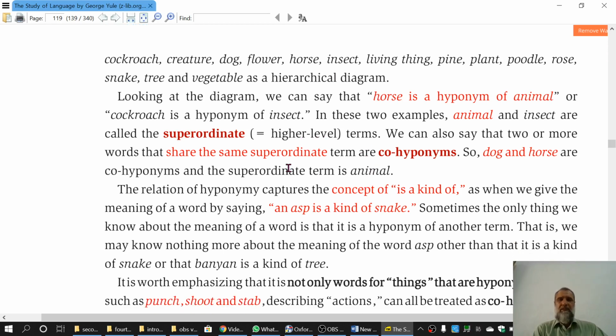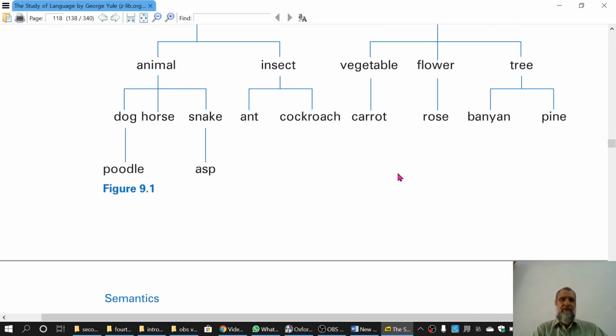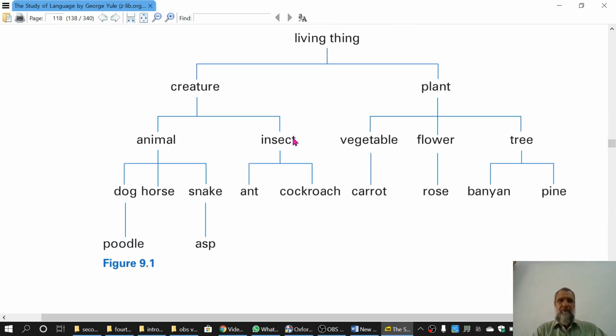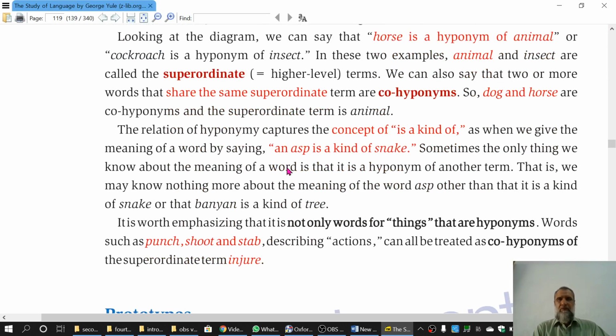Those words which share the same superordinate are called co-hyponyms. For example, dog and horse are co-hyponyms of animal. In this diagram, creature and plant are co-hyponyms of living thing. Animal and insect are co-hyponyms of creature. Dog, horse and snake are co-hyponyms of animal. Animal is the superordinate, these are the subordinate. So co-hyponyms share the same superordinate. For example, dog and horse share the same superordinate, animal.